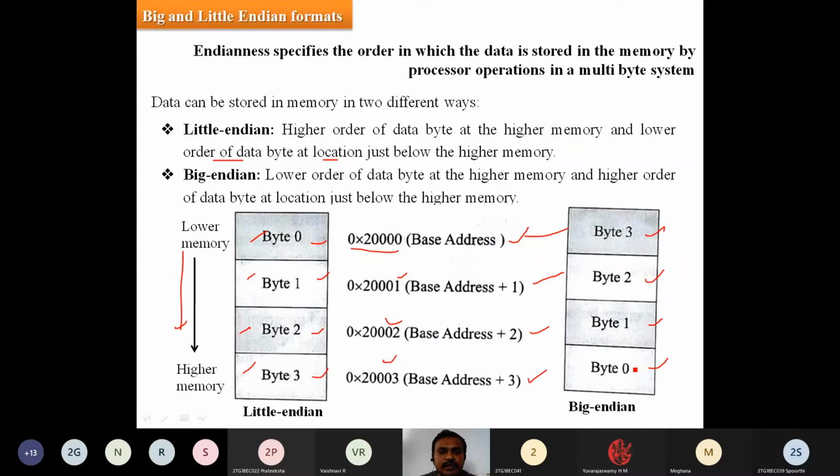Anyone is going to reply? Suppose the data size is 6 bytes. How are you going to allocate the memories for Little Endian? Anyone can reply. If the data size is 6 bytes, then how are we going to allocate the data in the Little Endian format?